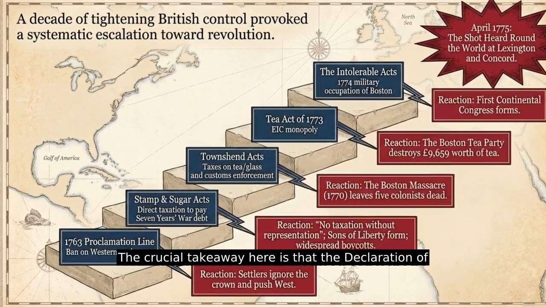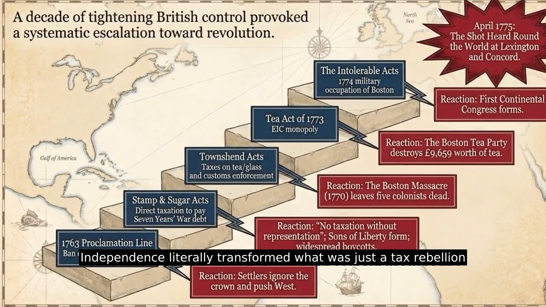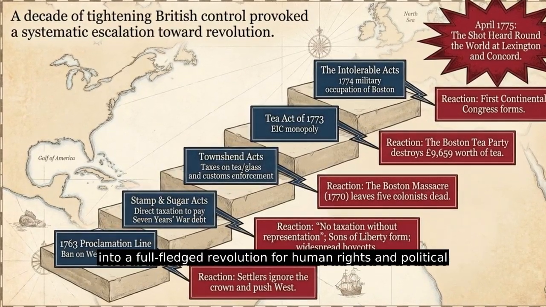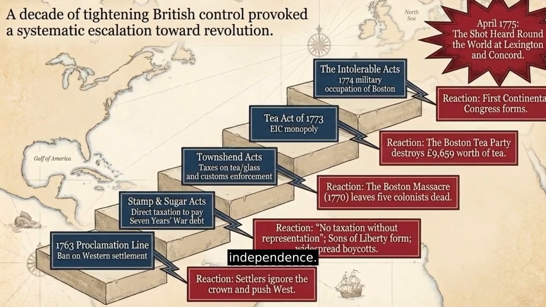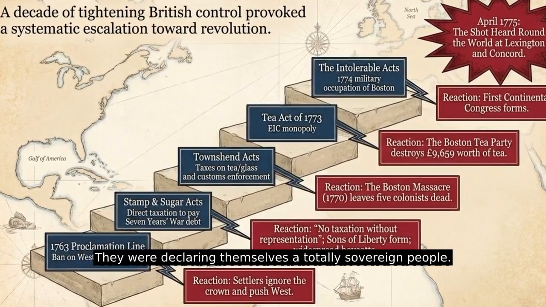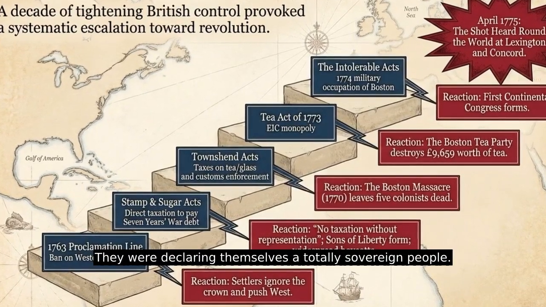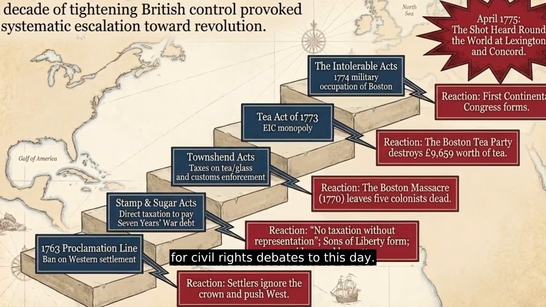And then comes 1776. The crucial takeaway here is that the Declaration of Independence literally transformed what was just a tax rebellion into a full-fledged revolution for human rights and political independence. The colonists weren't just asking for better treatment anymore. They were declaring themselves a totally sovereign people. And honestly, those specific words still serve as the bedrock for civil rights debates to this day.